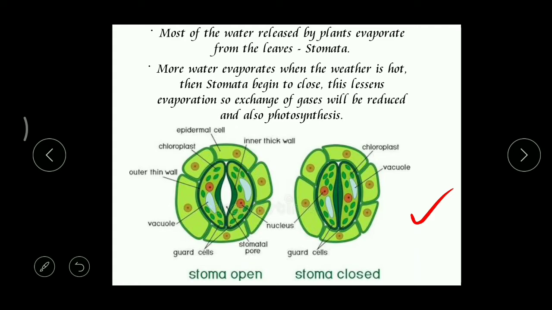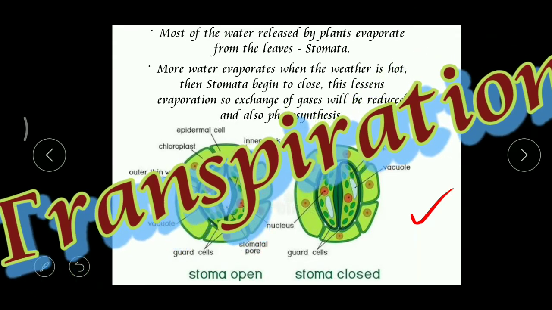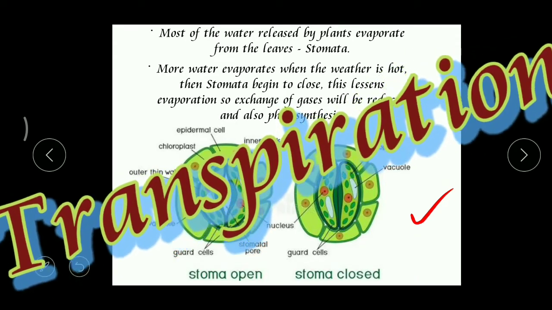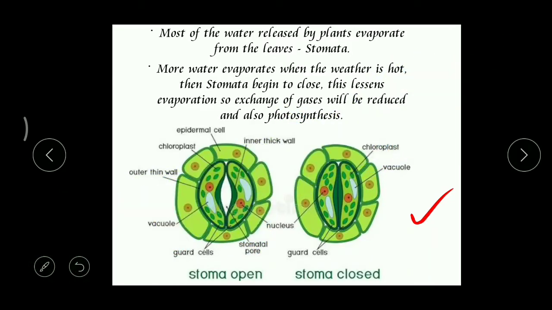Through these openings, one more process also takes place. In the last session, we learned about transpiration. Of the water we supply to the plant, a very small amount, 0.1% of the water, is used by the plant body, and the remaining 99% of water will be eliminated or transpired. This transpiration and the exchange of gases take place through the stomata.